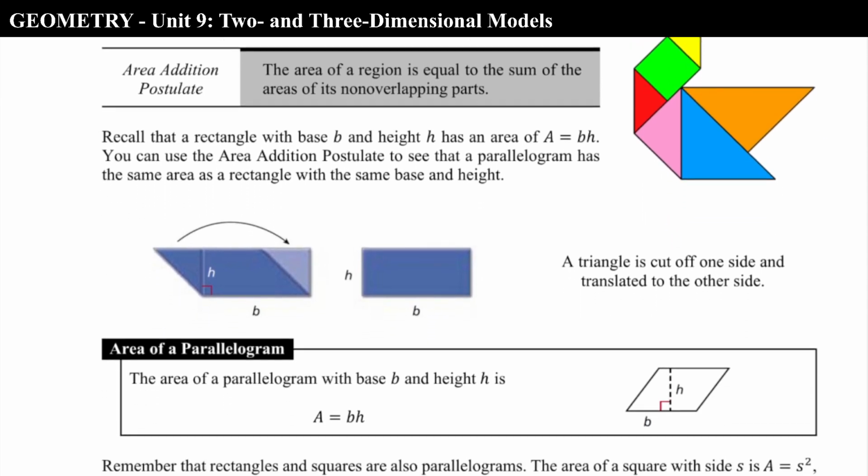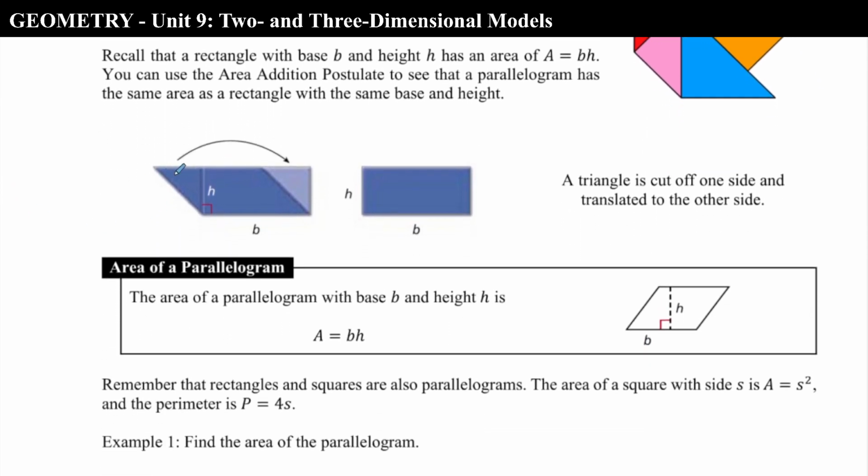So here we have a parallelogram. If we take this triangle portion of the parallelogram and move it over to this part of the figure, we end up with a rectangle, base times height. So we can use the same formula to find the area of a parallelogram, and that is indeed the area of a parallelogram. It is the base times the height. If you know what the base of the parallelogram is and the height is, you can find the area.